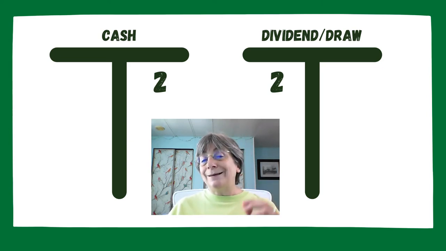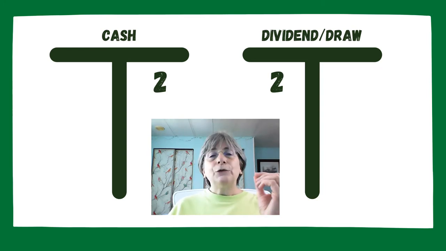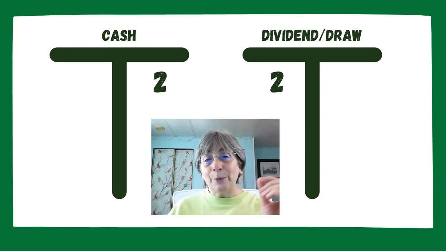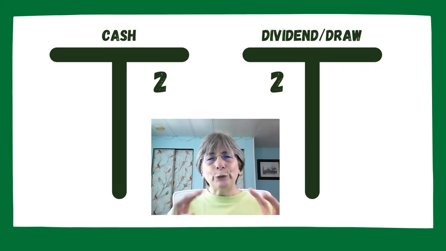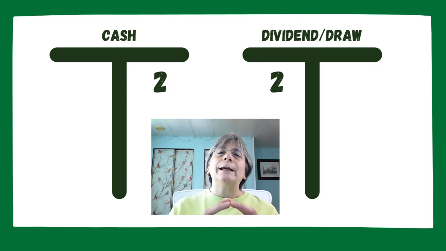So we said that dividends has a normal debit balance. So we're going to increase the amount of dividends or owner's draw by debiting it $2. So we've debited our dividend account and we've credited our cash account. So those are some of the simple basic accounts that we would be looking at.